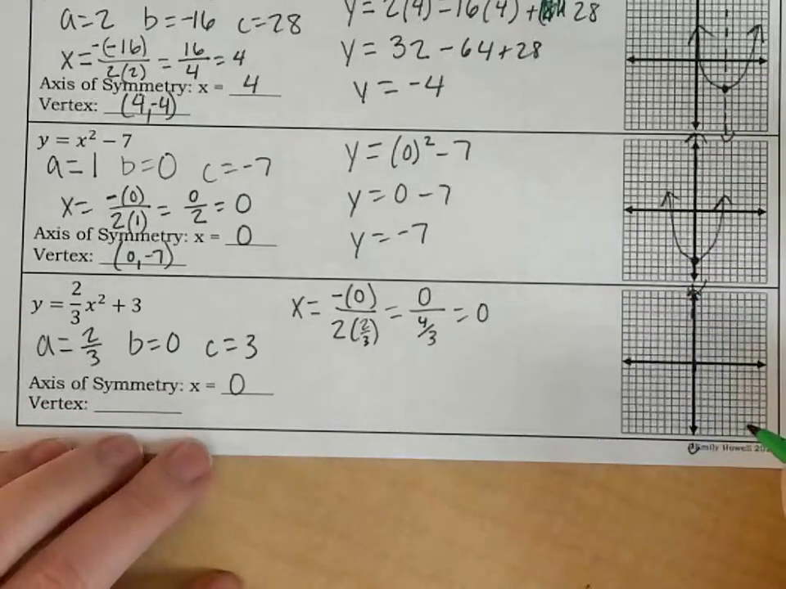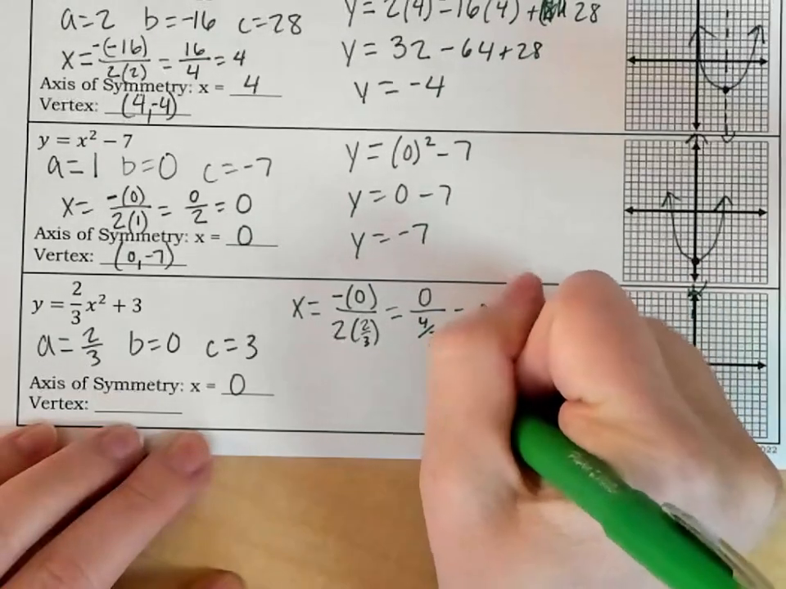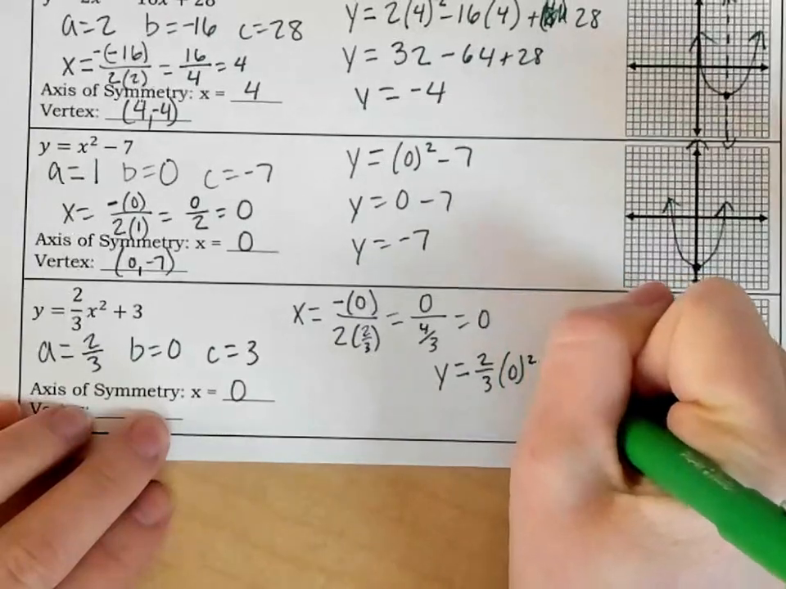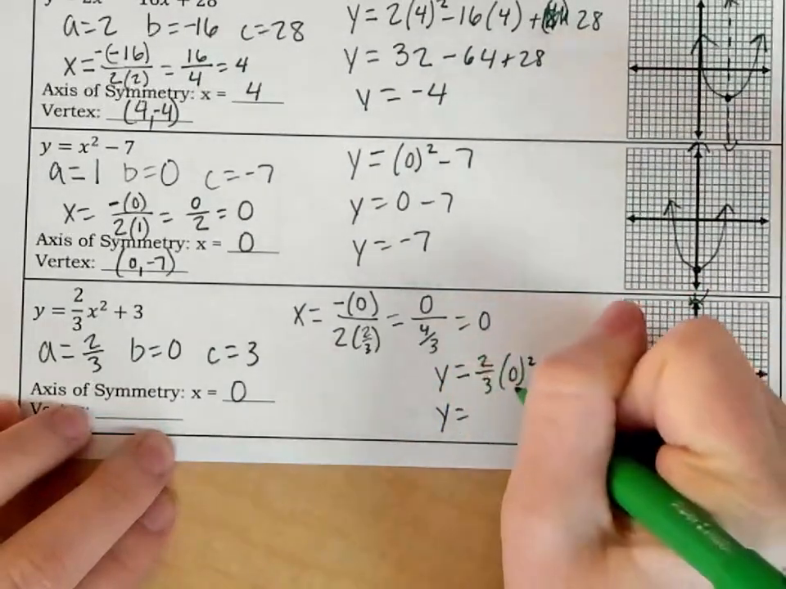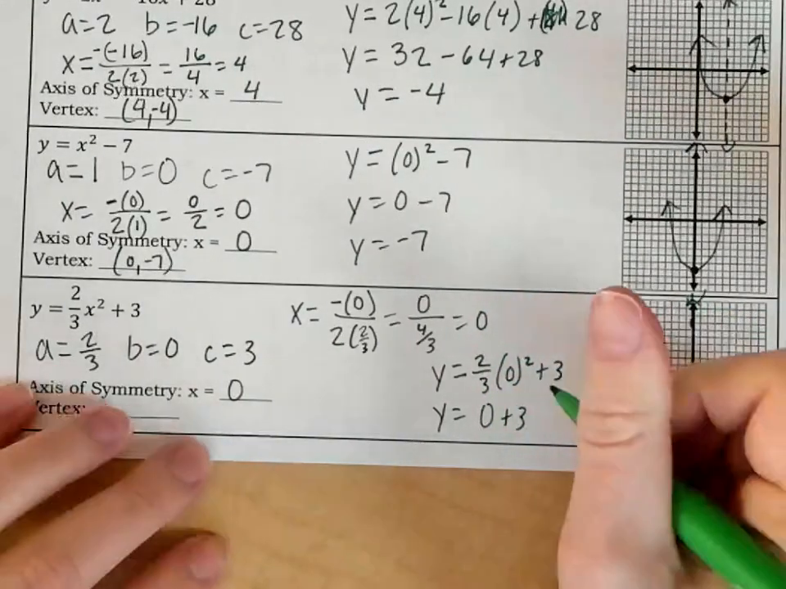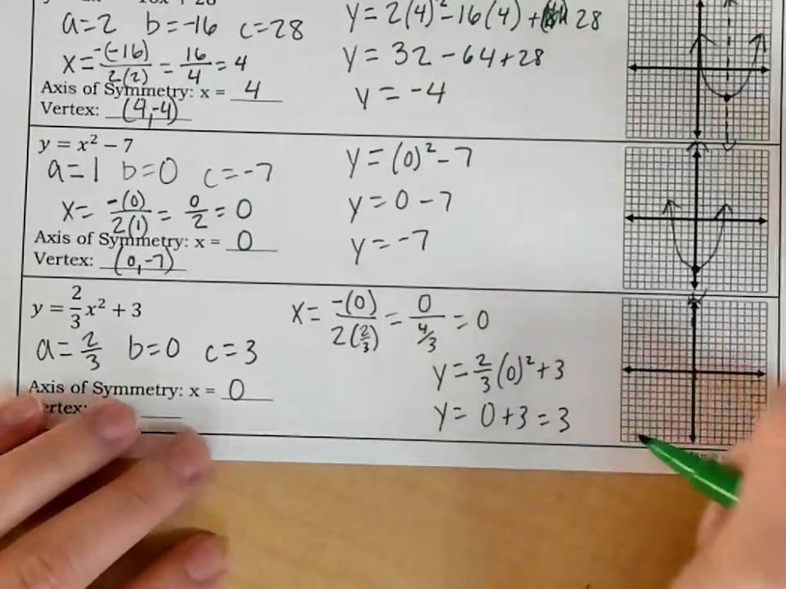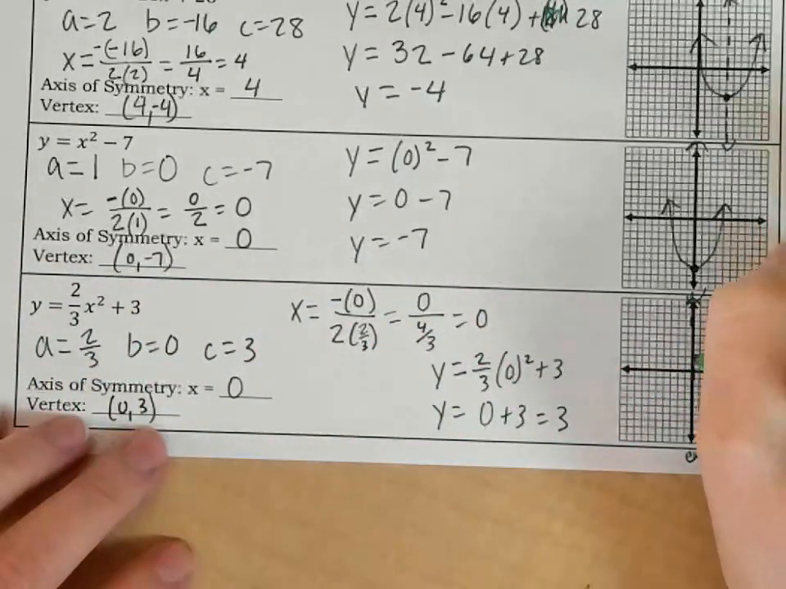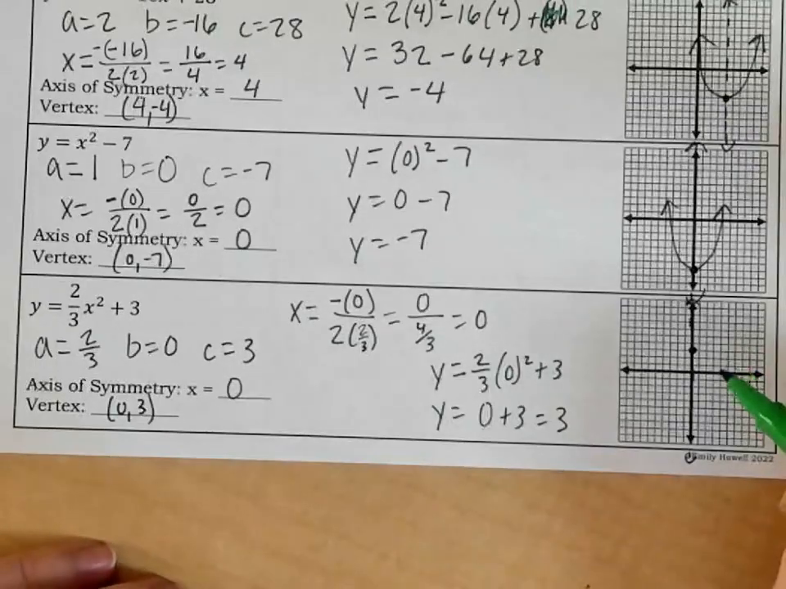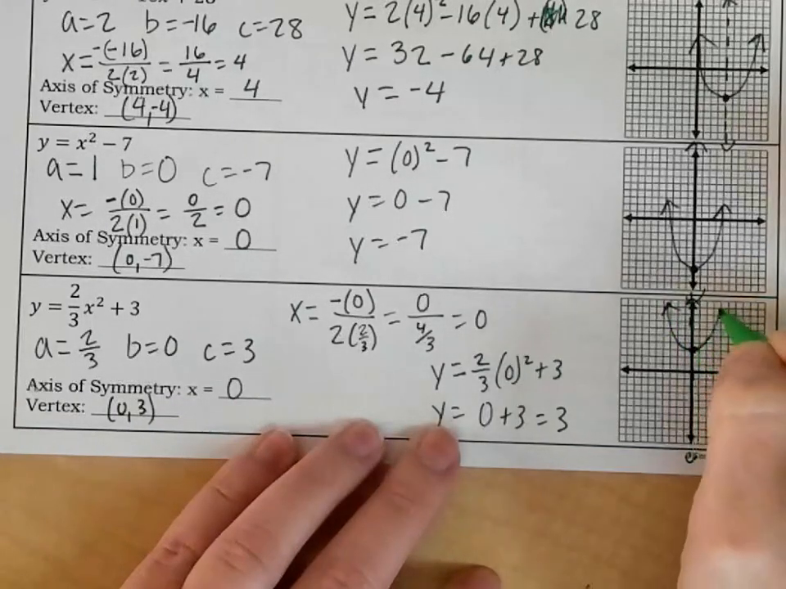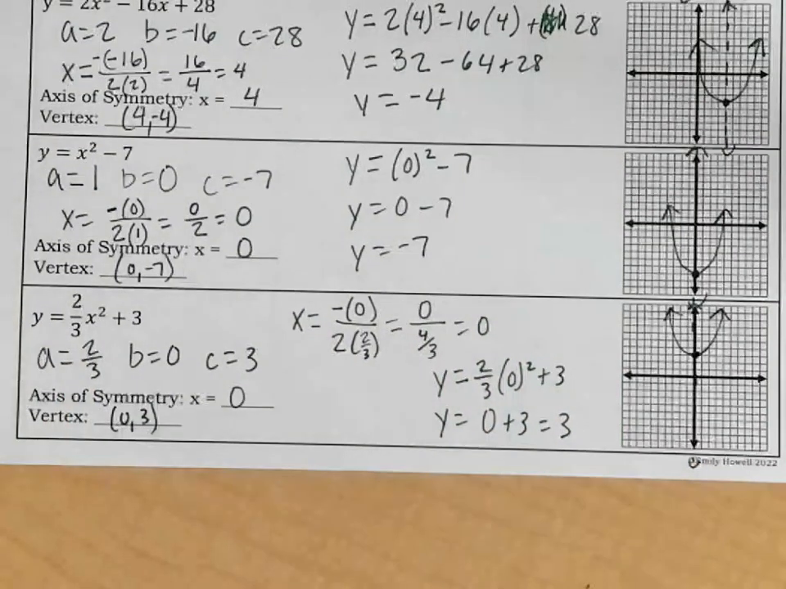And then we are going to do our vertex point. So I'm going to take that y equals, plug this in, 2/3 times 0 squared plus 3. 0 squared is 0. 0 times 2/3 is 0. And so when I simplify that, I get that y is equal to 3. So my vertex here is going to be 0, 3. I'm going to put my point 1, 2, 3 right here. And then I am going to graph it upwards because my 2/3 is a positive value.